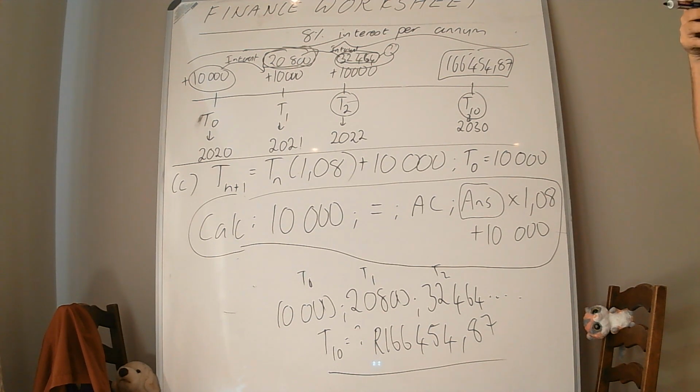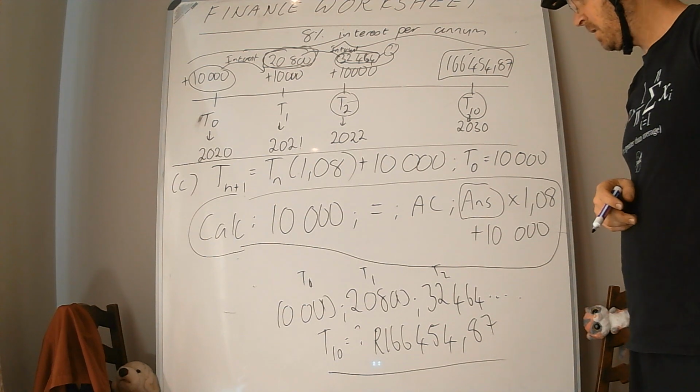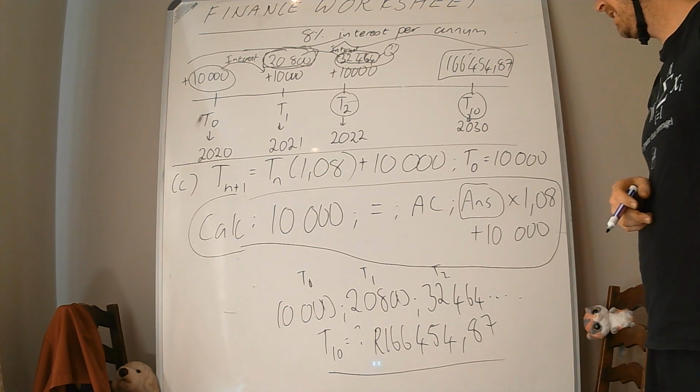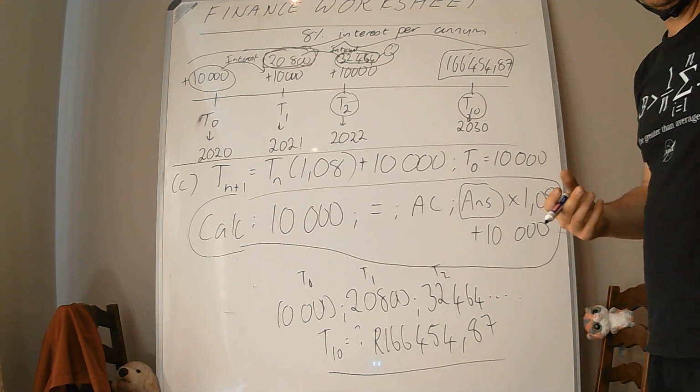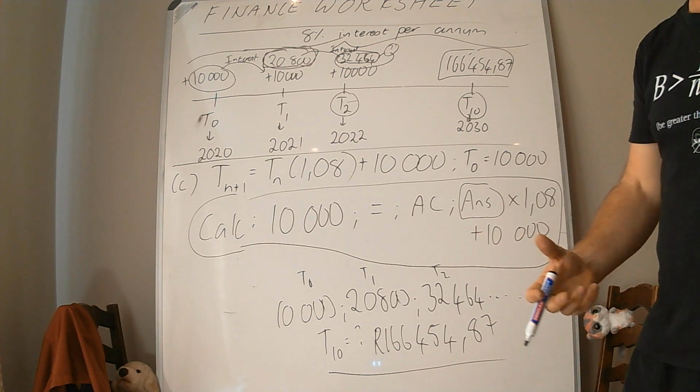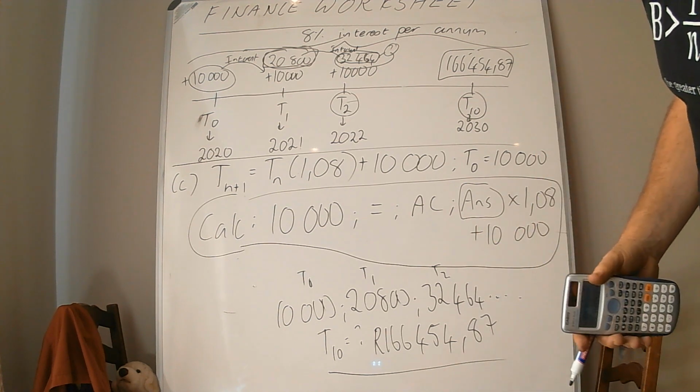Question D says how much interest did Nao collect in this question, over these 10 years. How much interest did she collect? So your key idea is her interest is what you got out minus what you put in. So try work that out.